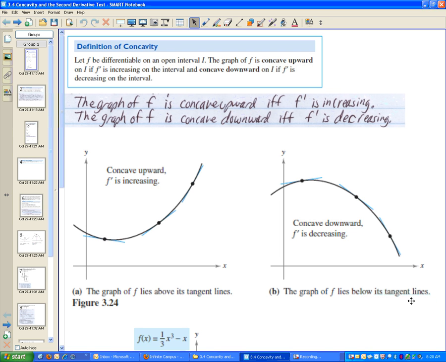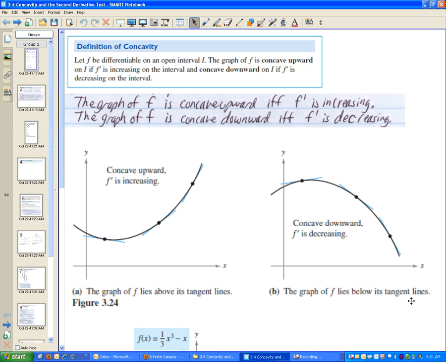On page 190, we're going to be working with concavity and the second derivative test. All right, so first we've got to talk about what concavity is. It's a kind of complicated definition, but it's easy to see when you look at the graph.